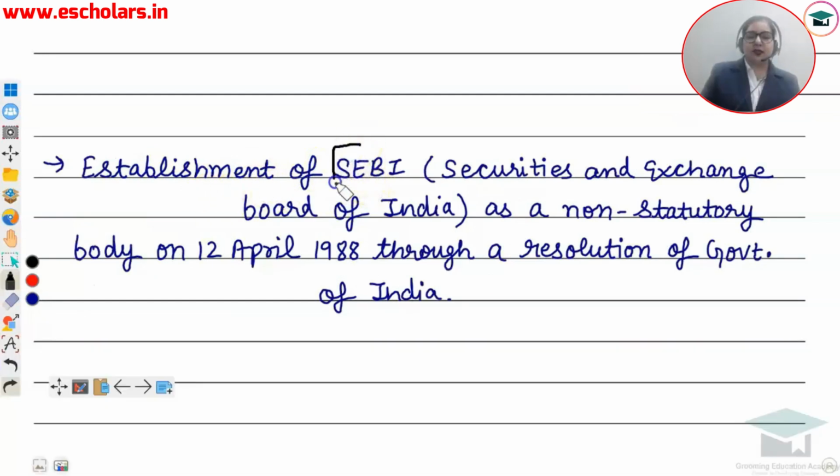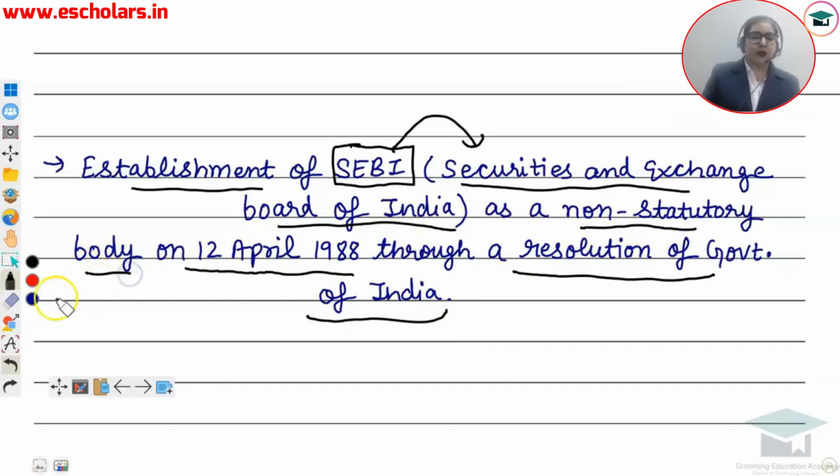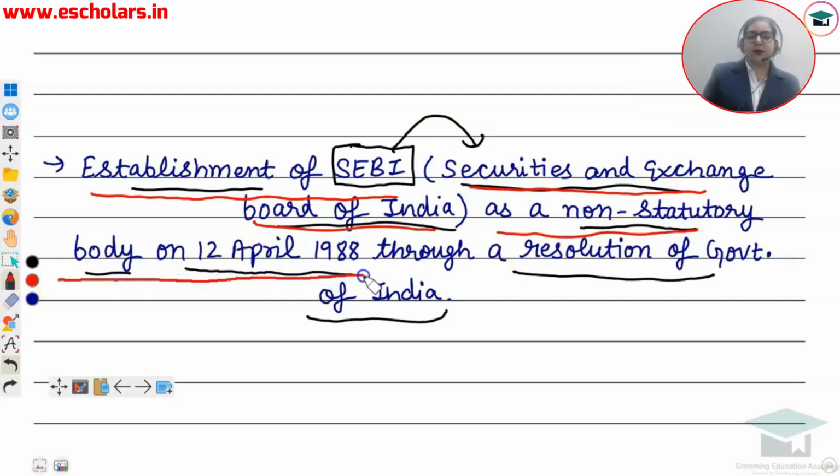Now students, the SEBI was established, or you can say the SEBI was set up. Okay. Now what does SEBI stand for? SEBI stands for Securities and Exchange Board of India. It was basically set up on 12th April 1988 through a resolution of Government of India. And it was set up as a non-statutory body. Okay. So let's have a look. Establishment of SEBI, that is Securities and Exchange Board of India, as a non-statutory body on 12 April 1988 through a resolution of Government of India.